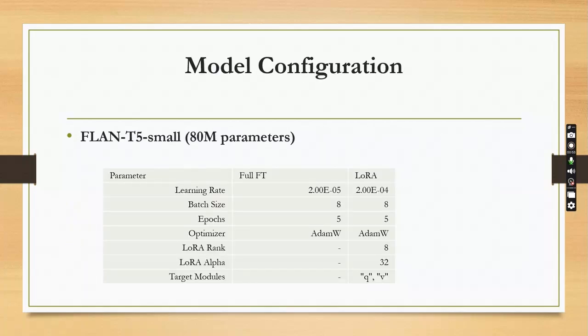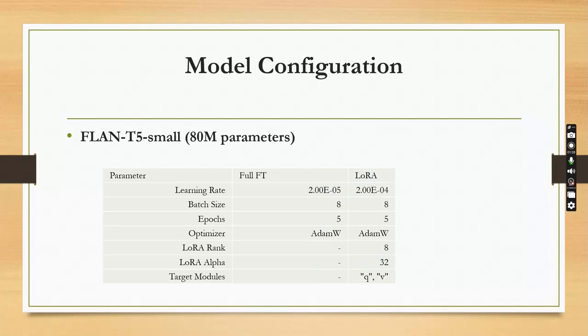Now, coming to model configuration, we use a Flan-T5 small as our base model, 80 million parameters, small enough to train on Google Colab for free. For full fine tuning, we used a learning rate of this. But for LoRA, we use this for each of them respectively.